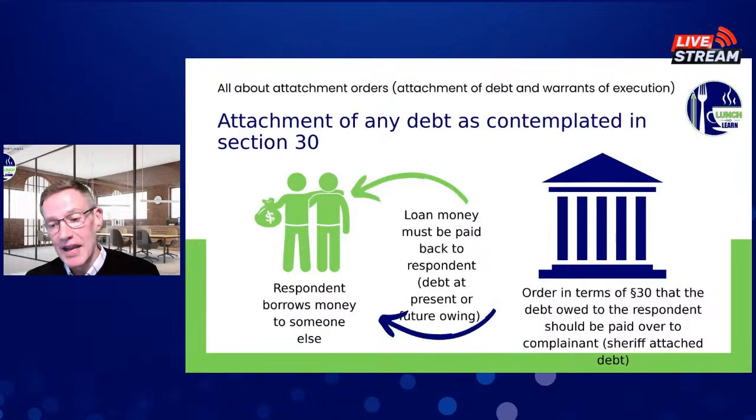So what basically then happens is that the court would instruct this friend that has the money, the 100,000 Rand that he needs to pay back to the respondent, to tell him, do not give it back to the respondent. That money needs to be paid over to the complainant, to the mother in this case. And that only happens if there is an arrear amount and the court actually authorizes that in terms of Section 30. That is, in short, the attachment of debts.